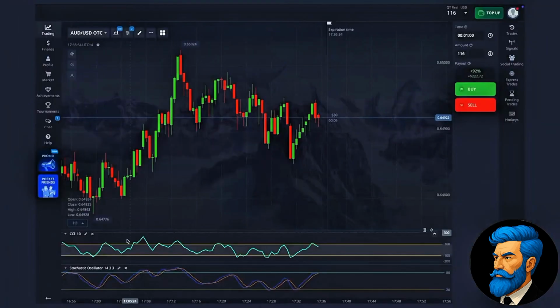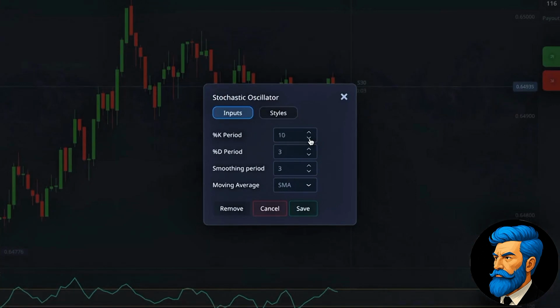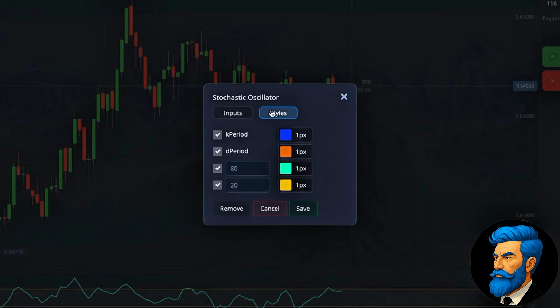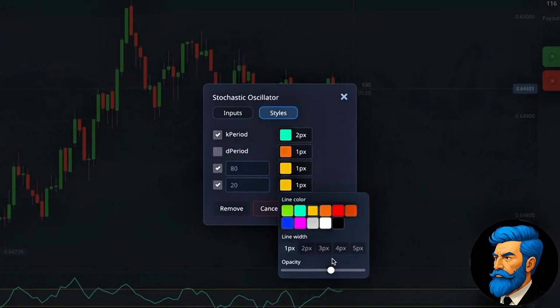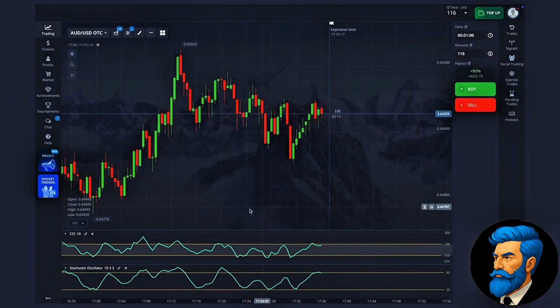Now stochastic, it shows when the price is overbought. Here I'll only change the K period to 10. This is the main line. It reacts moderately fast. Now for the style, I'll remove the second smoothing line and make the main one light blue. I'll make the boundaries yellow and brighter.